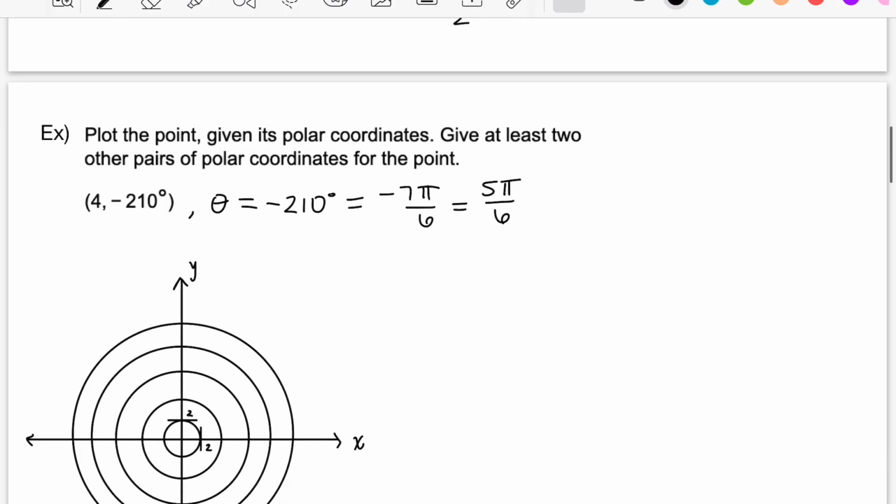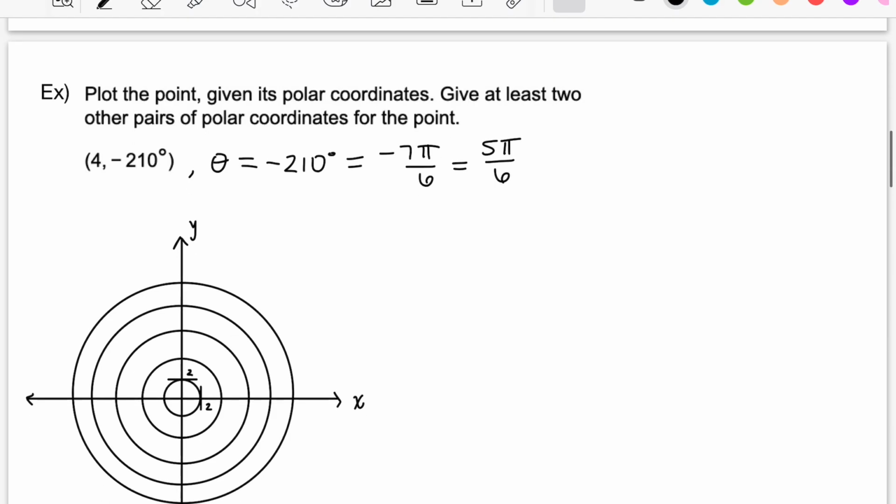Now what we can do is plot this in the same way that we did for the last example. So our ray for 5 pi over 6 is going to be right about here.